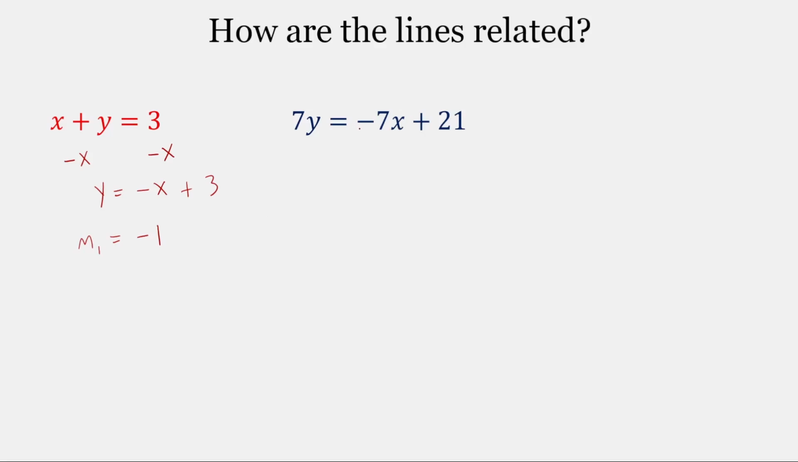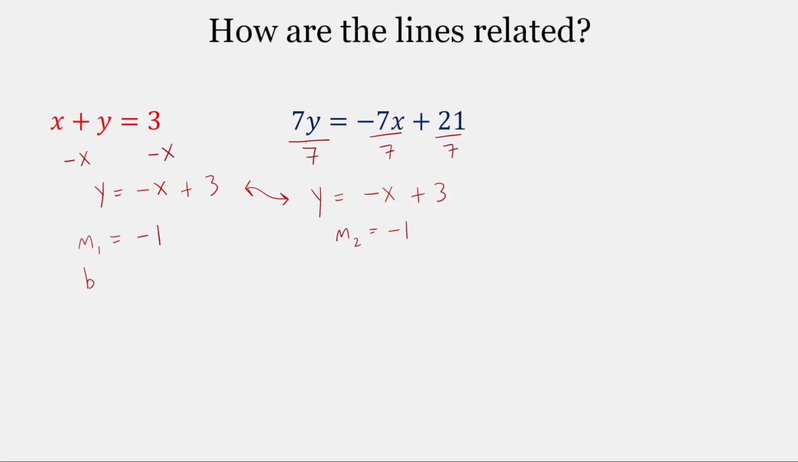So with this second line, we're almost in slope-intercept form. We've got this coefficient of 7 in front of our y. So let's divide everything by 7. This gives us y equal to -x plus 3. Again, notice these equations are identical. So that should be a hint right there. So once again, we have a slope equal to -1.